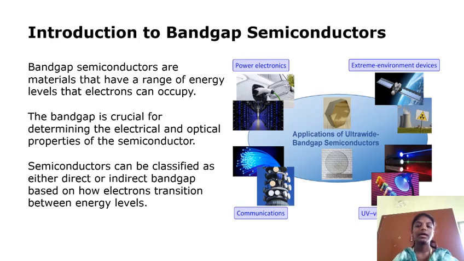Introduction to band gap semiconductors. Band gap semiconductors are materials that have a range of energy levels that electrons can occupy. The band gap is crucial for determining the electrical and optical properties of the semiconductor. Semiconductors can be classified as either direct or indirect band gap based on how electrons transition between energy levels.